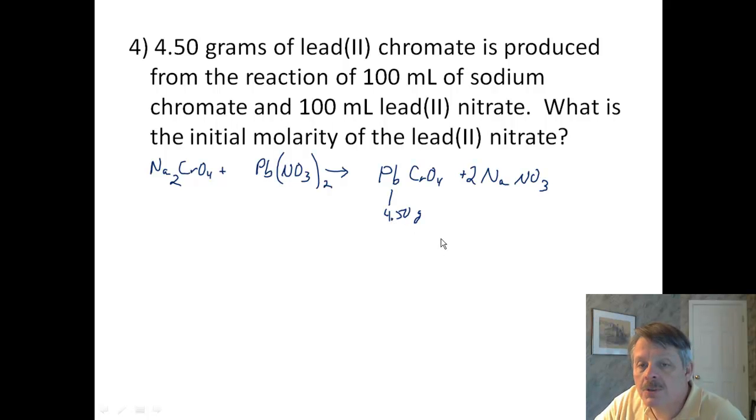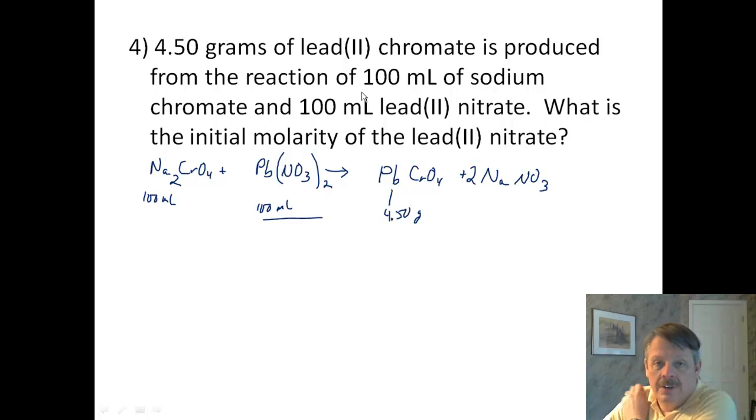4.50 grams are produced from the reaction of 100 milliliters of sodium chromate and 100 milliliters of lead nitrate. What's the initial molarity of the lead nitrate? So we have to assume that the lead nitrate is not in excess. So we're going to make that assumption, and we're going to work backwards to figure out our initial molarity of the lead nitrate.